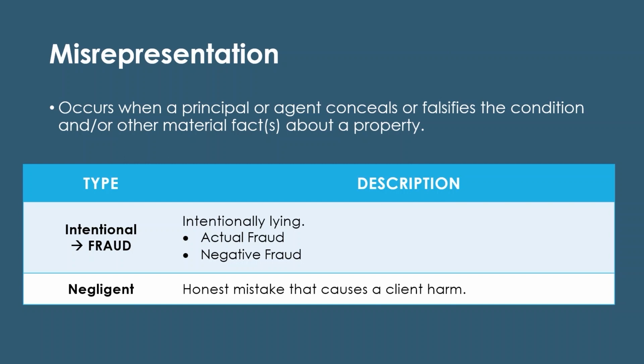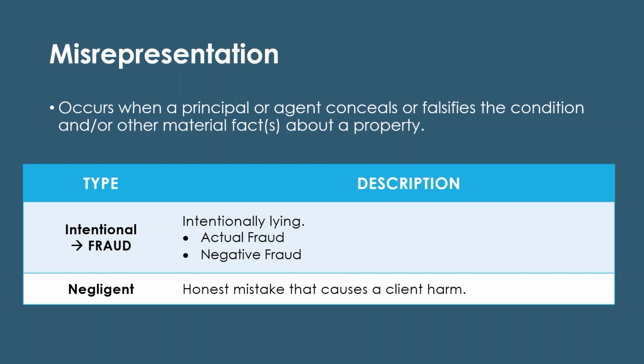So misrepresentation occurs when a principal or agent conceals or falsifies the condition and/or other material facts about a property. We have two types of fraud, two types of misrepresentations: intentional misrepresentation and negligent misrepresentation. Intentional misrepresentation is fraud, and that falls under intentionally lying. So actual fraud and negative fraud.